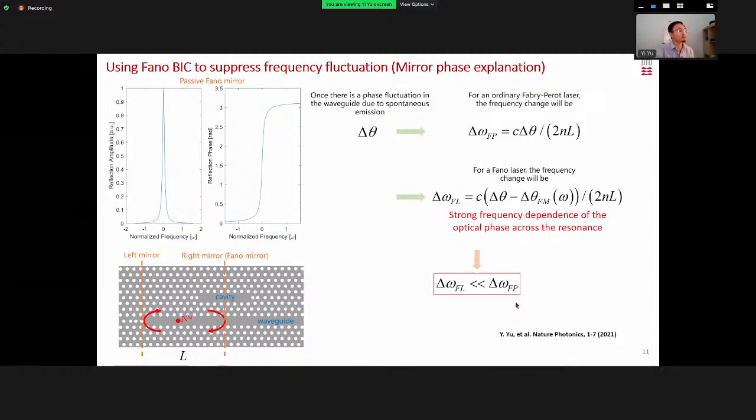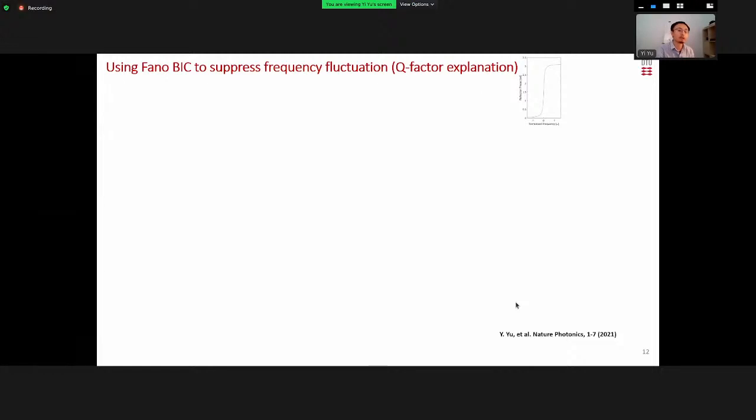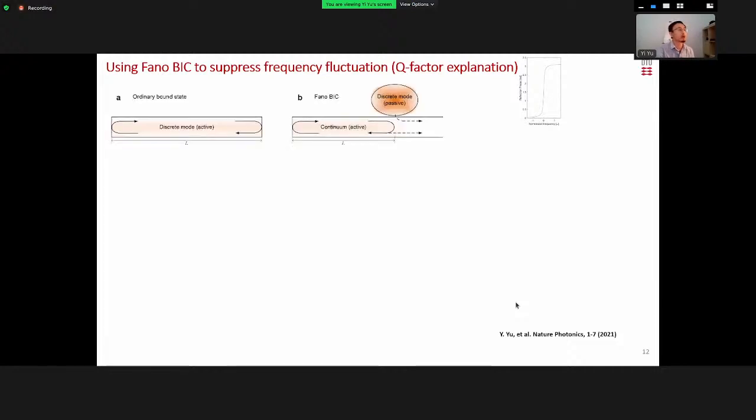This explanation is maybe not that intuitive, so then we can come to the Q factor explanation. I just mentioned that there is large phase variation across the resonance of the lateral cavity, which means that the group velocity at the resonance is also very large, and then it will lead to a longer dwell time of the photons within the discrete mode regions. Compared to the ordinary bound state, where the field is rather uniformly distributed, the photonic BIC can have the field concentrated in the discrete mode regions. So this means that if one places active materials, which are much lossier than passive materials, only in the continuum region, then the composite Q factor of the whole system can be much improved compared to the ordinary bound state.